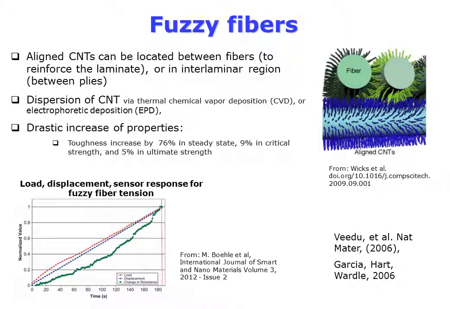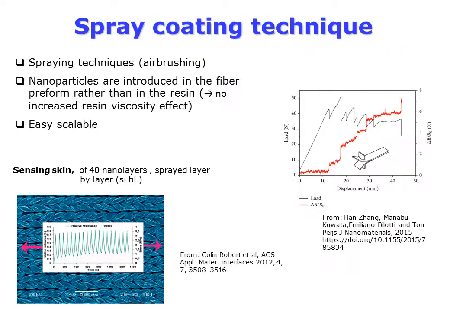Another quite promising technology is so-called fuzzy fibers. The fibers in composites are covered by a layer of aligned carbon nanotubes. This can be done by thermal-chemical vapor deposition, or electrophoretic deposition. As a result, the region with high content of nanoparticles is formed around fibers in the composites, which improves their interface properties, and also makes them conductive.